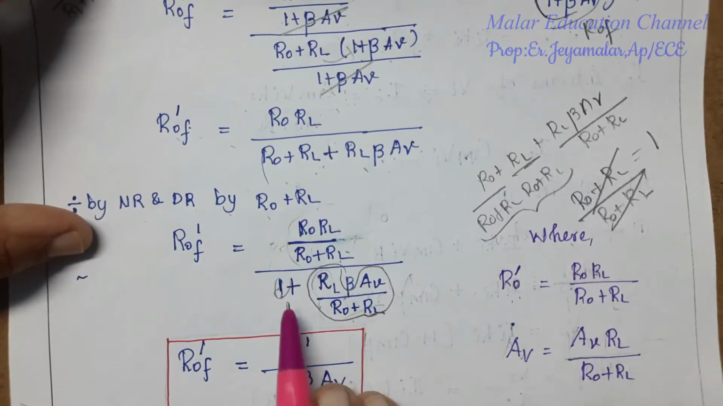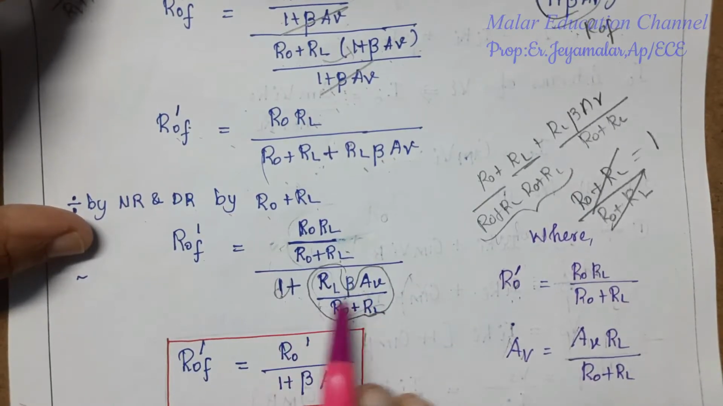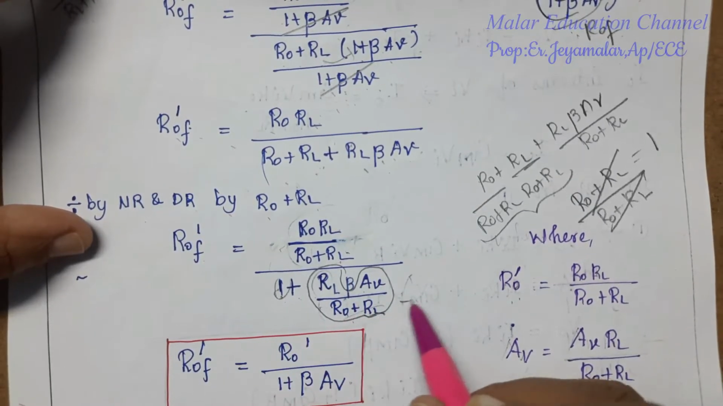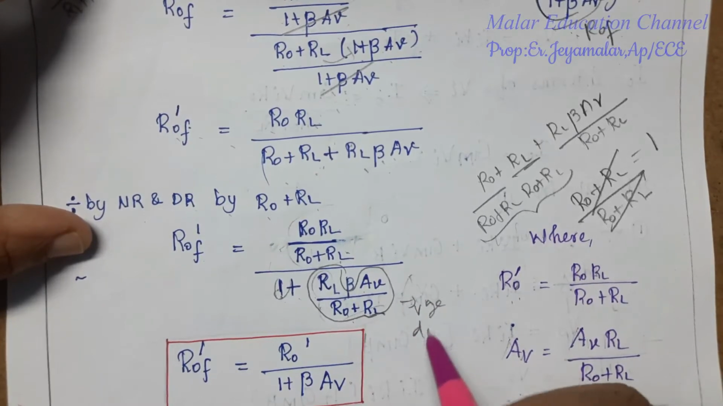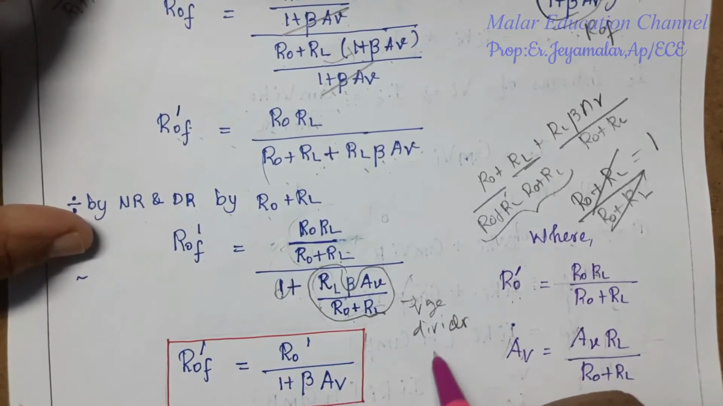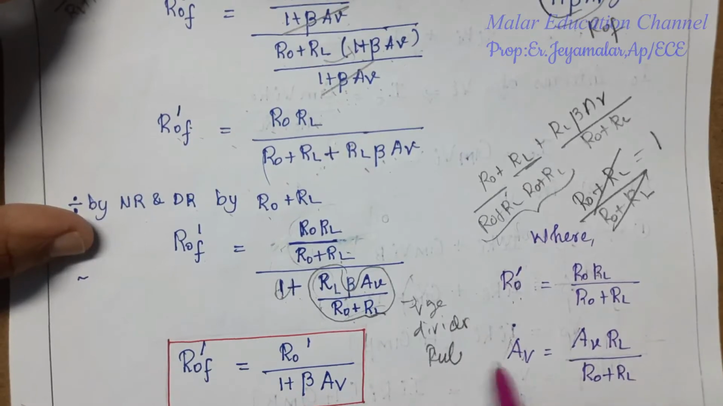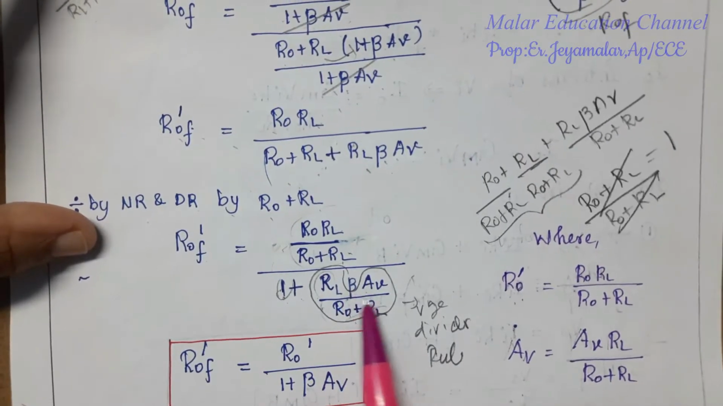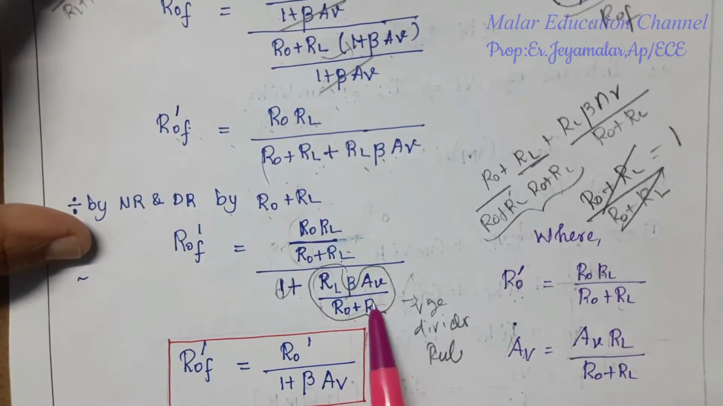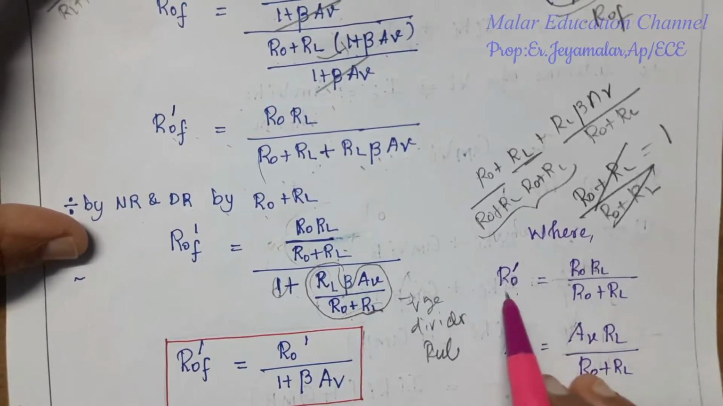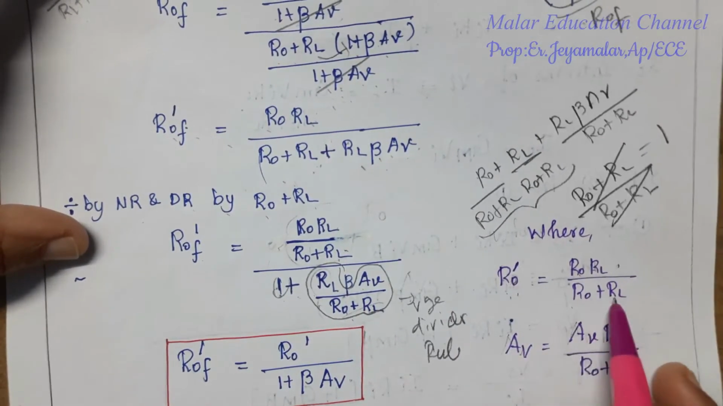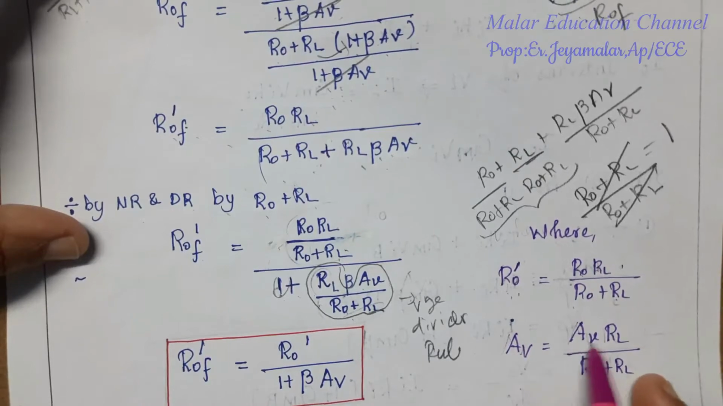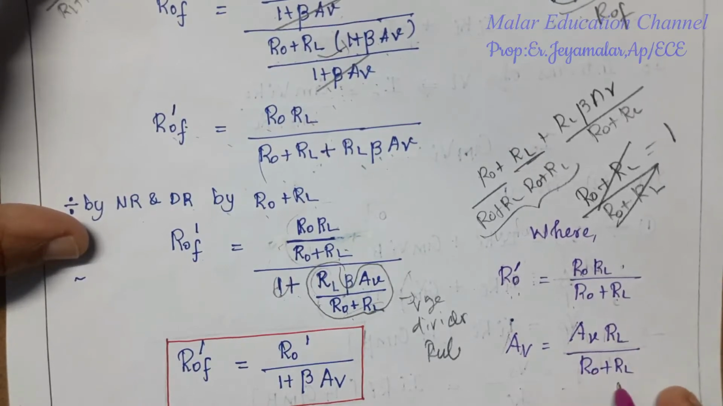The whole term is 1 plus AB into RL divided by R naught plus RL, that is nothing but the voltage divider rule. Okay, 1 plus RL beta, that whole term is A naught, capital AB equal to AB into RL divided by R naught plus RL. Here R dash F equal to R naught RL divided by R naught plus RL.